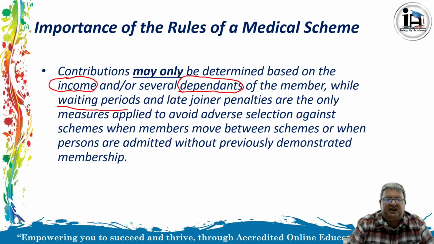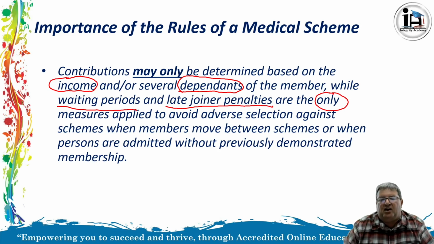While waiting periods and late joiner penalties are the only measures applied to avoid adverse selection against schemes when members move between schemes or when persons are admitted without previously demonstrated membership.